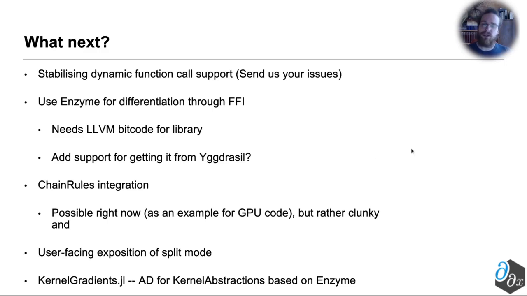I also want to improve the ChainRules integration. Right now it is possible, but it is rather clunky, and we are missing a couple of features. Also, split mode, so the process of calculating the augmented forward and the reverse pass separately from each other, is currently not exposed. You can only use the joint mode. So we want to provide a user interface for actually using that. And I want to publish and stabilize kernel gradients, which gives you automatic differentiation for any KernelAbstractions-based kernel.